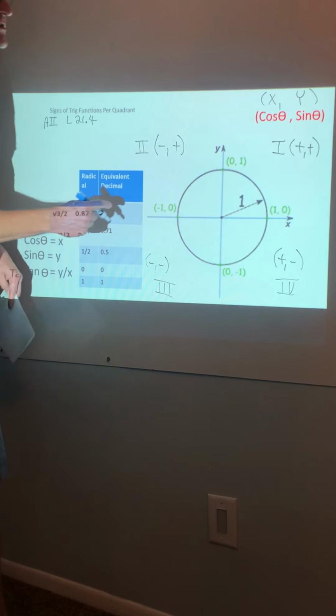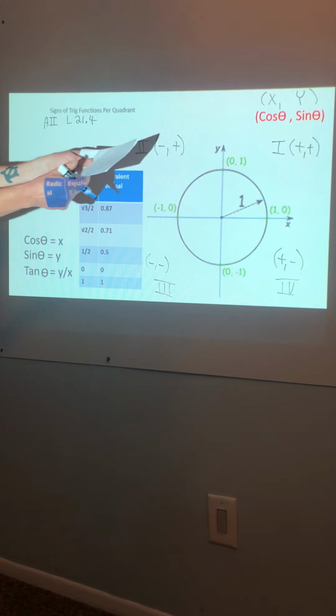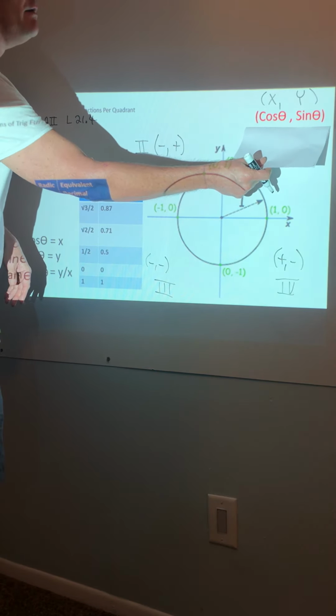All right, all your radiuses are going to be 1. Okay, so let's review and make sure that we're straight, and then we'll just do one set of problems. The cosine of theta is x. The sine of theta is y. What I love about it is alphabetical order: just start writing it cosine theta, sine theta every time.